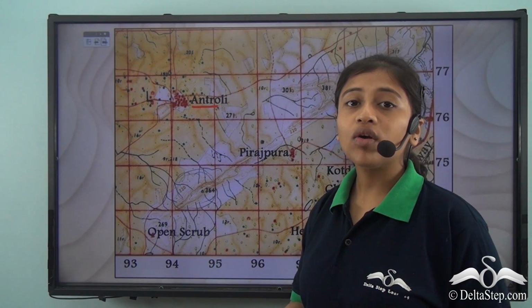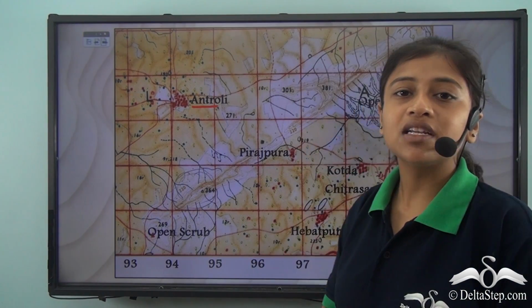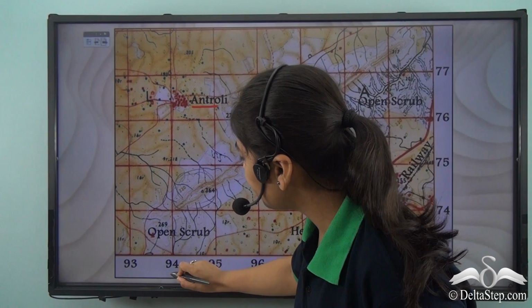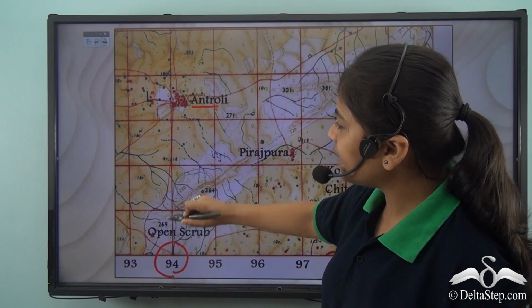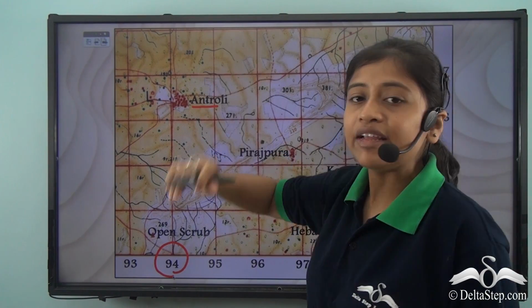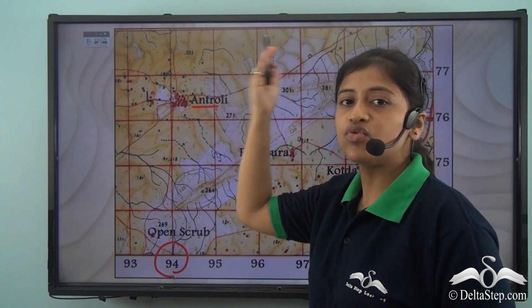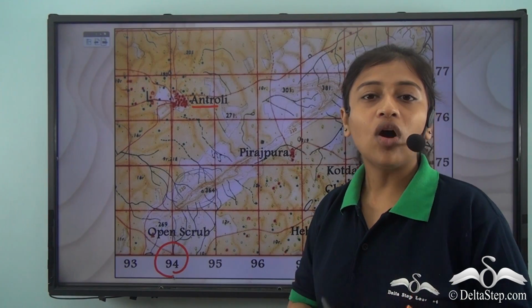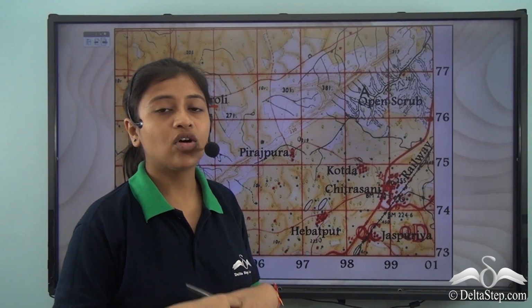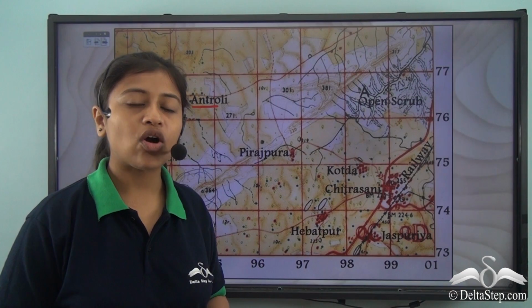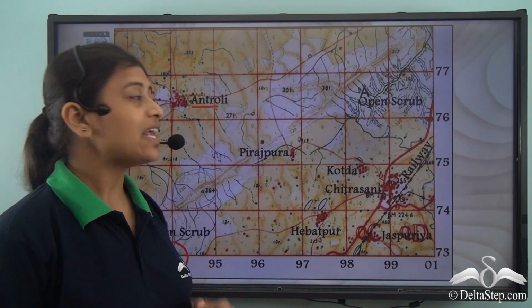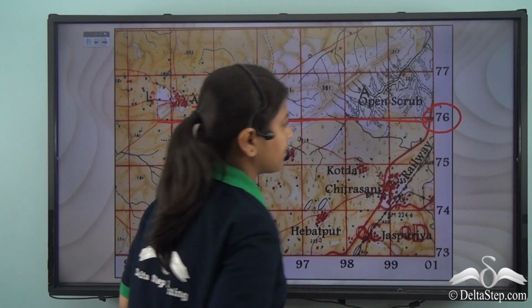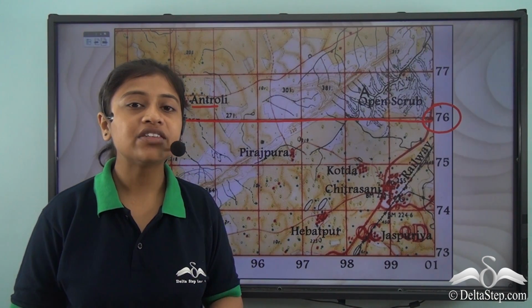So the easting or the vertical line that first comes in contact from the west to Antroli is 94. So we can see how 94 comes in contact with Antroli first when we move from west to east. Now the other thing that we need to identify is the northings. Northings, as we know, are the horizontal lines. So the horizontal line that first comes in contact on moving from south to north is 76. So what exactly would be the grid reference of Antroli?